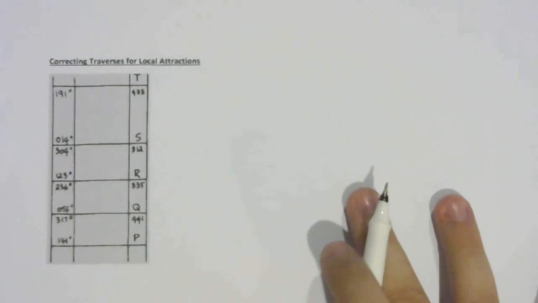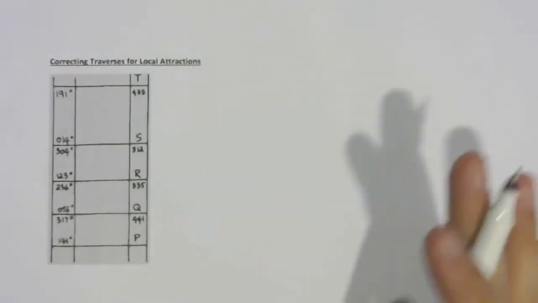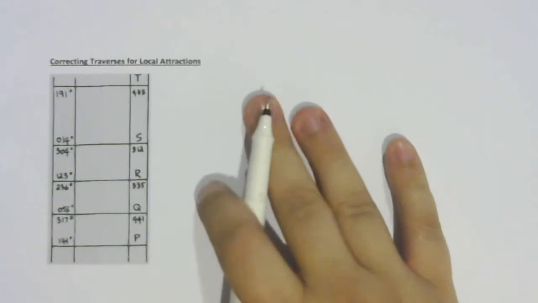And in the previous video we looked at a traverse that was completely correct. However, in this traverse there are some errors. Now let me point those out by sketching out our traverse.